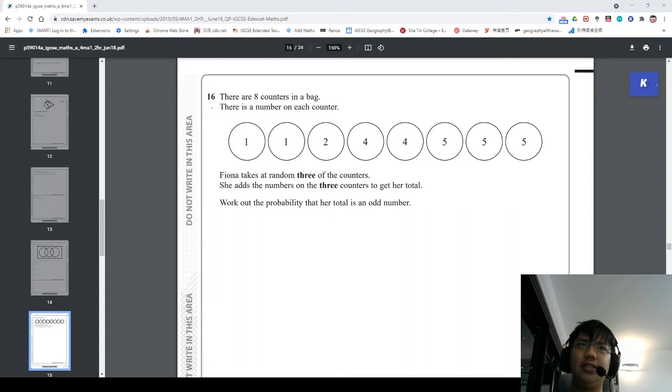In question 16, there are 8 counters in a bag. There's a number on each counter. Fiona takes a random 3 of the counters. She adds the numbers of the 3 counters to get her total. Work out the probability that her total is an odd number.